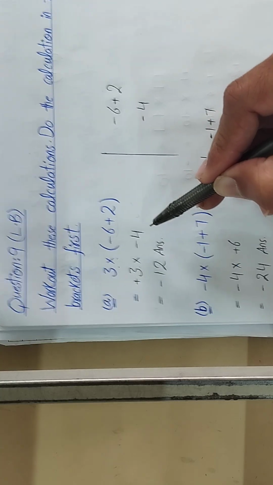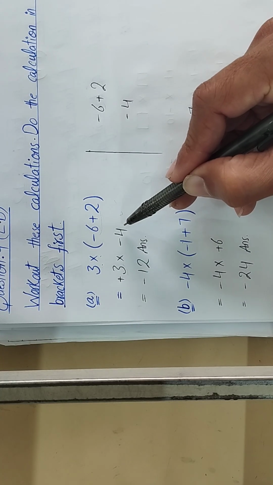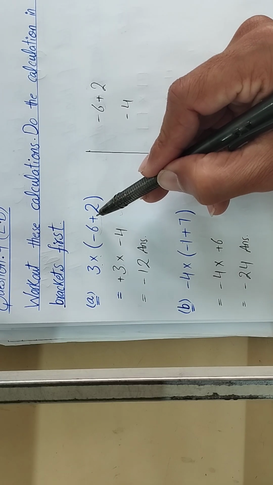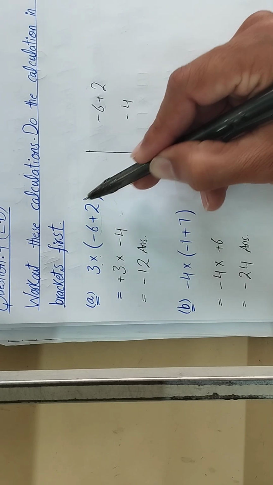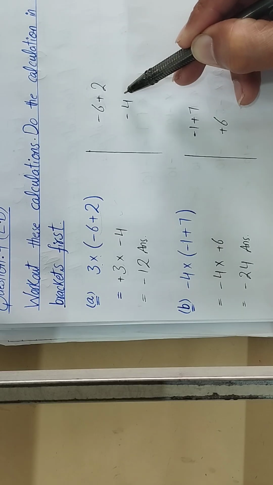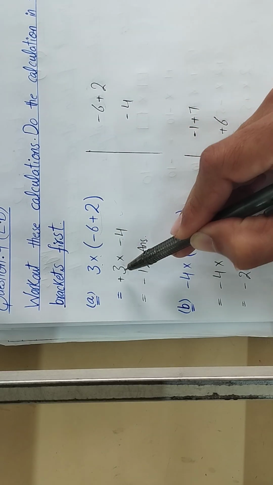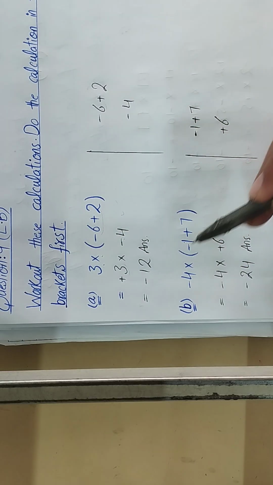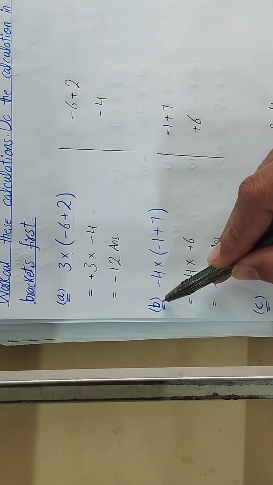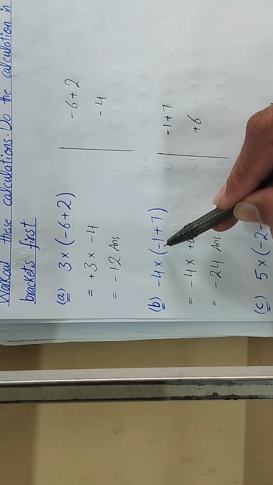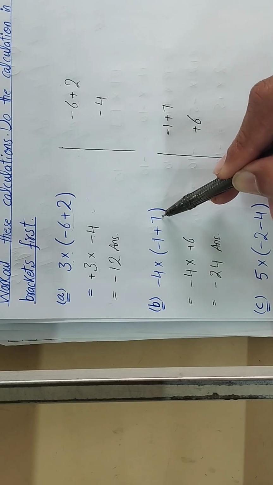So there are 2 steps. The first step is do the calculation which is inside the bracket and then multiply it with the number which is outside the bracket. Now let's see the second question. The B part is -4 multiply bracket -1 plus 7.